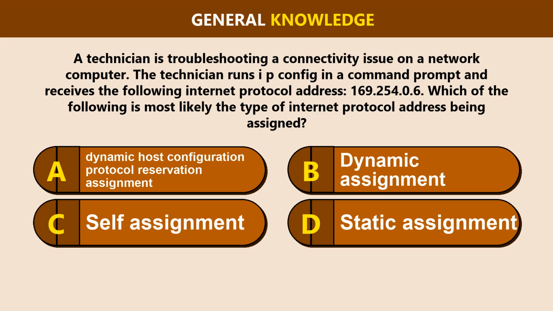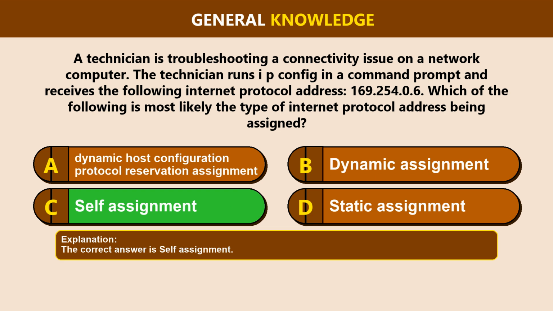Question 49. A technician is troubleshooting a connectivity issue on a network computer. The technician runs ipconfig in a command prompt and receives the following Internet Protocol address, 169.254.0.6. Which of the following is most likely the type of Internet Protocol address being assigned? Option A, Dynamic Host Configuration Protocol Reservation Assignment. Option B, Dynamic Assignment. Option C, Self-Assignment. Option D, Static Assignment. The correct answer is option C, self-assignment.